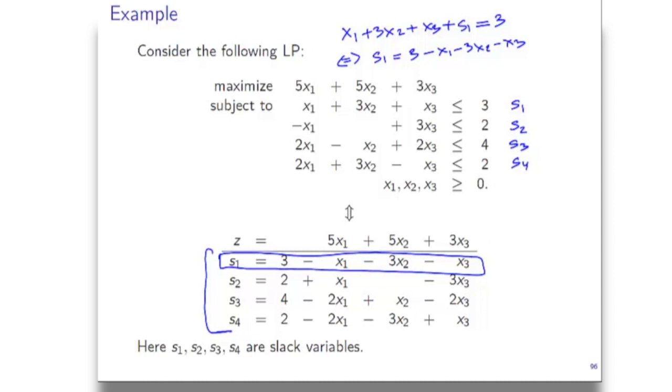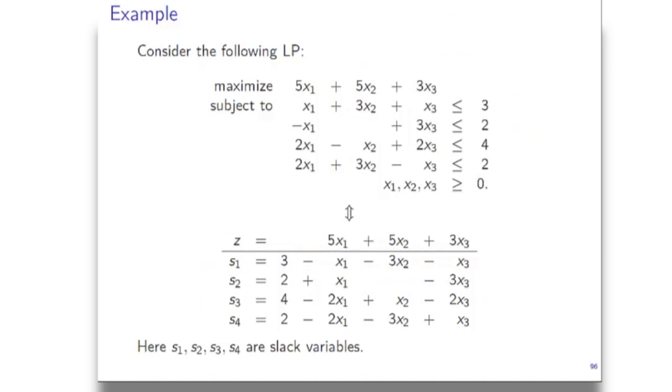And then for the objective, we'll just use the variable z to represent the objective function. So z is just equal to the expression we had for the objective, which was 5x1 plus 5x2 plus 3x3. In this standard form, we assume that all the variables are non-negative. Our variables x1, x2, and x3 were non-negative to start with, and the way we introduce the slack requires that all of the slack variables are non-negative. So all the variables involved in this formulation, and now we have 7 variables, 3 original variables and 4 slack variables, all 7 must be non-negative.